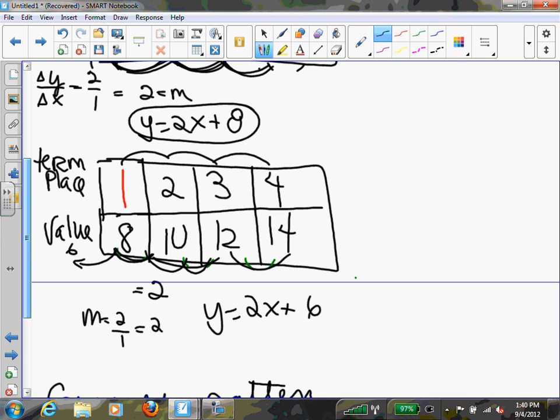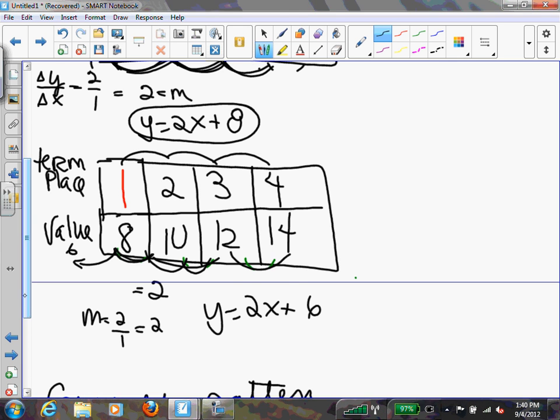No, it just means this is my first term, and our y-intercept is always when our x is 0. Our y-intercept is when x is 0. So here I'm saying x is 1, y is 8. X is 2, y is 10. So let's go back a level. When x is 0, y would be 6. And then that finishes our linear equation. You have to figure out when x is 0 to figure out what your y-intercept is.